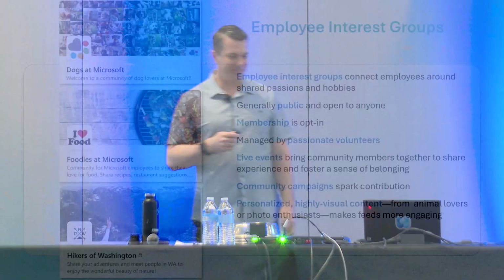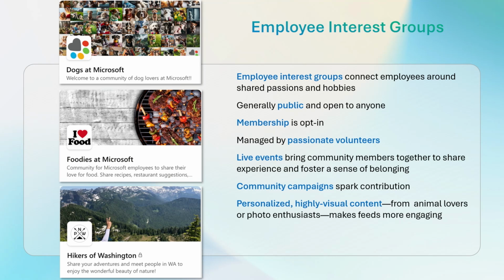I might not know or work with someone today, but 2 years from now, I might be in a meeting with them, and I'm like, oh, hey, I remember that guy. He had that golden retriever. So these are pretty fun. These are often public. Membership can be opt-in, and typically managed by passionate volunteers. There's always somebody who's willing to spark the community engagement. I mentioned dogs, foodies, and another example here of hikers out in Washington.